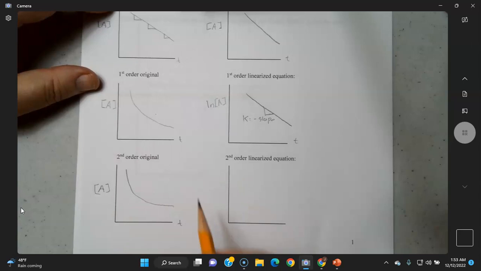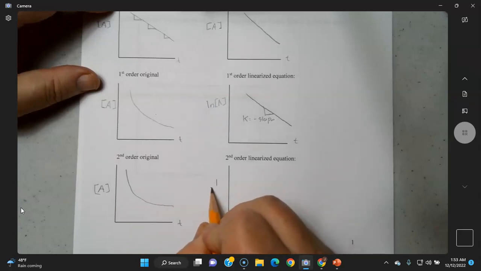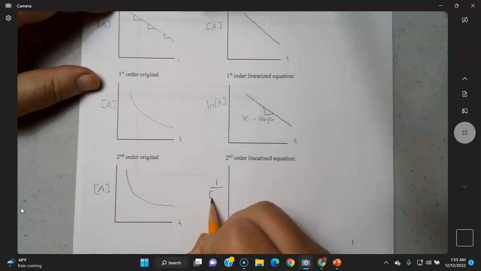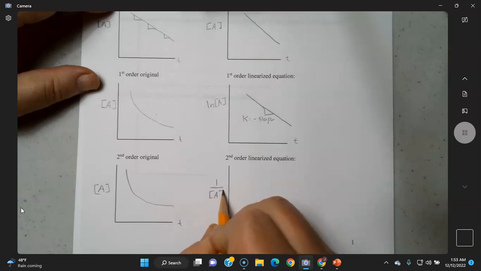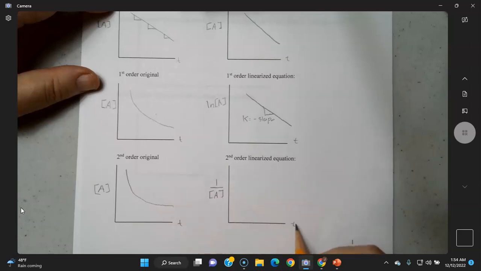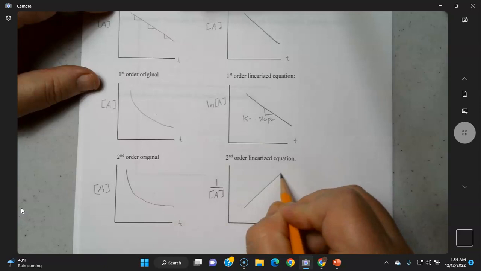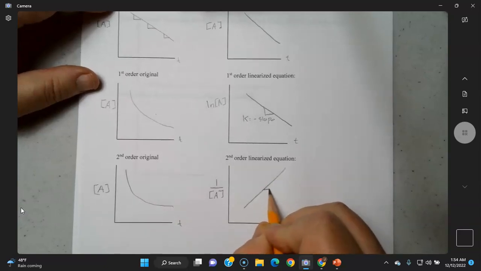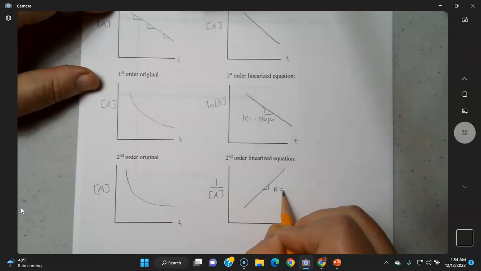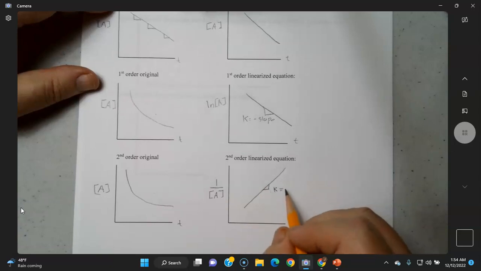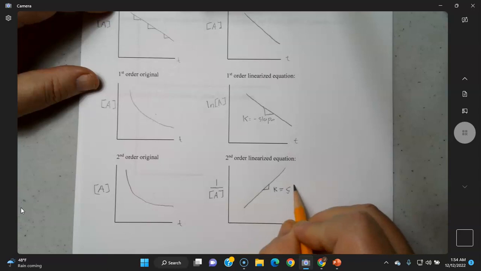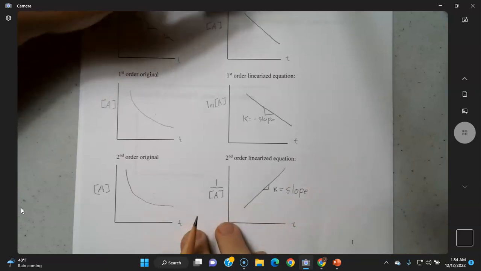And now if you linearize that, the way you do it is you don't need logs this time. It's just 1 over the concentration of A versus time, and that's going to give you a positive line. So the slope, so this is k, the rate constant, equals the positive slope. So there's no negative sign there. It's a positive slope, okay?